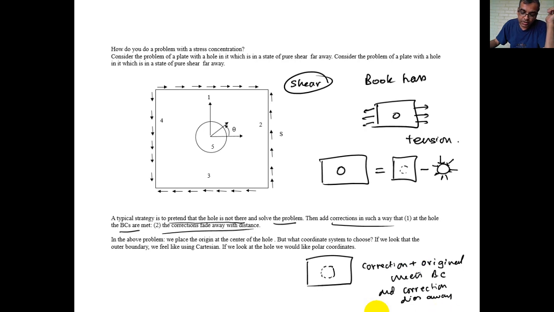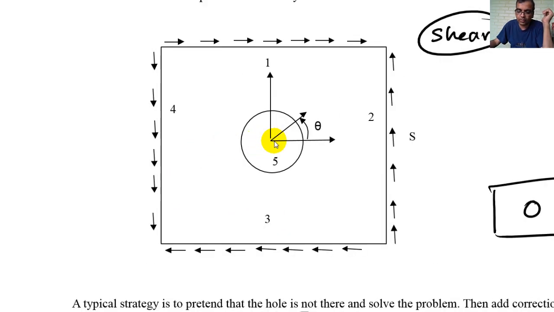So we know where to put the origin. No, that's the easy part. We know where to put the origin. That's where I should put the origin. That's the easy part. Now the question is, what coordinate system should I choose? The answer is, if you look at the hole, I want to use polar coordinates. If I look at the boundary, I want to use Cartesian coordinates. So what are we going to do here?